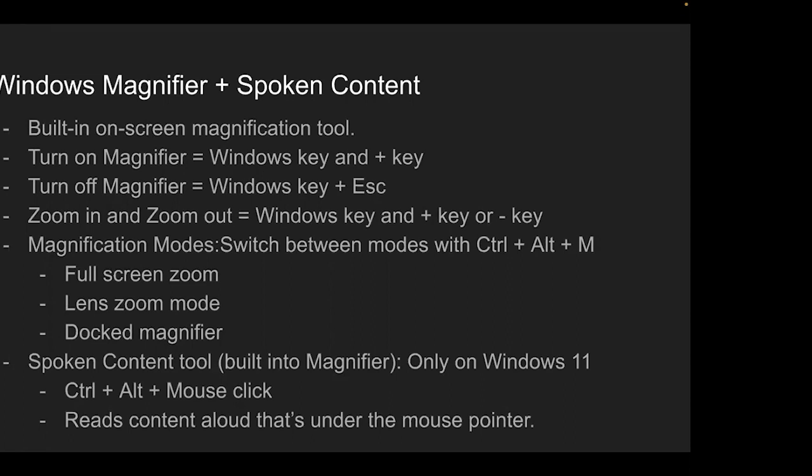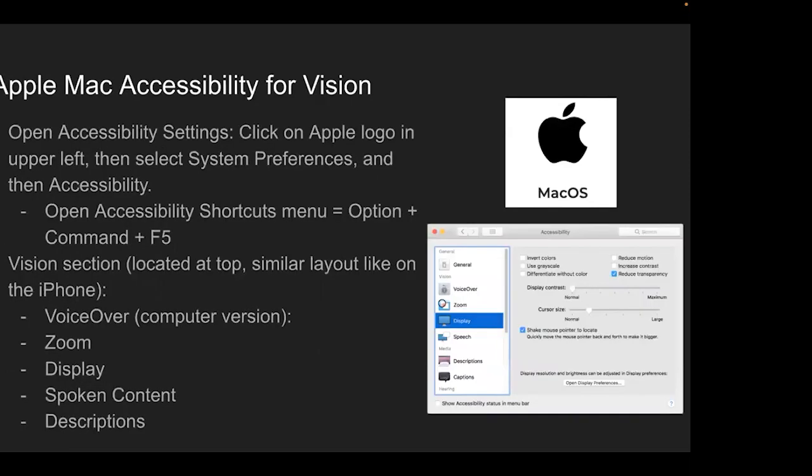And just one thing to add, Jeffrey also talked about the spoken content that's within the Magnifier tool. So that's that you can use the Control and Alt key plus a left mouse click, and that will read the content that's under the mouse. But one thing to call out, this is an option for Windows 11. It's not available in Windows 10. So the magnifier is, but this spoken content feature isn't. So it's something to keep in mind as you're looking at different versions of Windows.